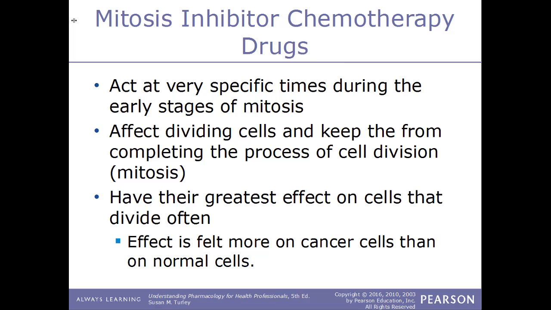Another type of chemotherapy drug are the mitosis inhibitor chemotherapy drugs. Now these will act at very specific times during the early stages of mitosis. And they work because they affect dividing cells to keep them from completing the process of cell division. And this kind of drug will have the greatest effect on cells that divide often. And the effect is felt more on cancer cells than it would be found on normal cells.